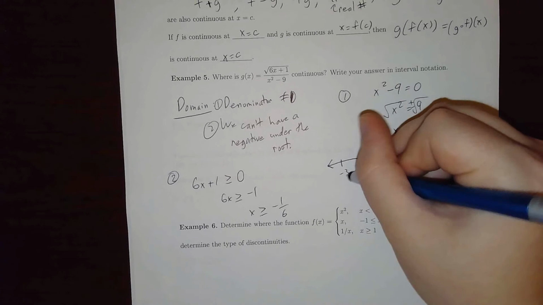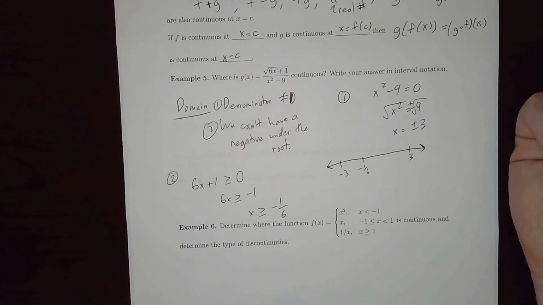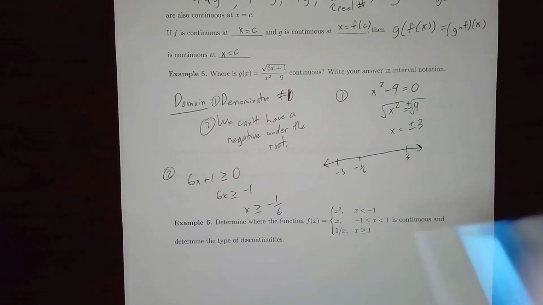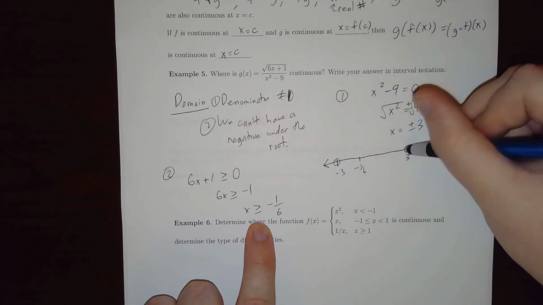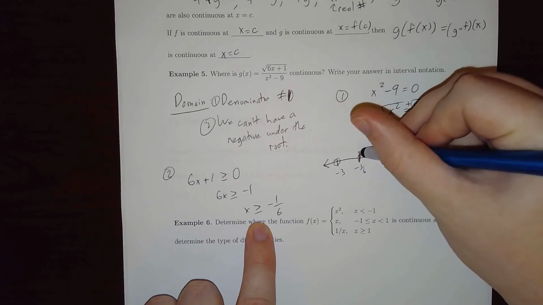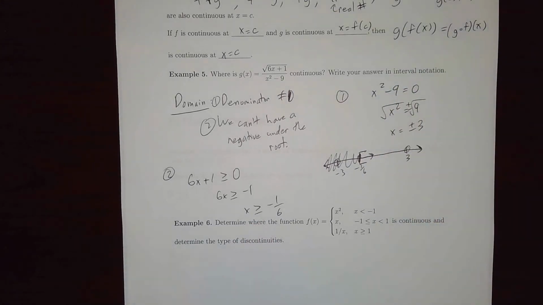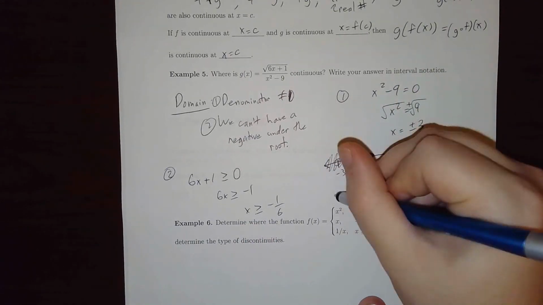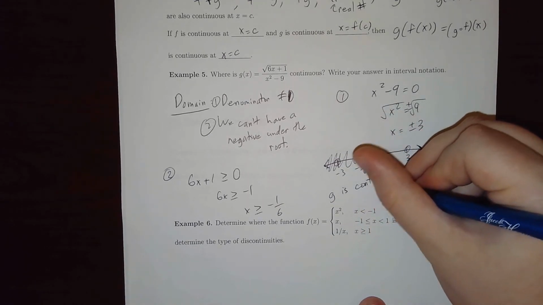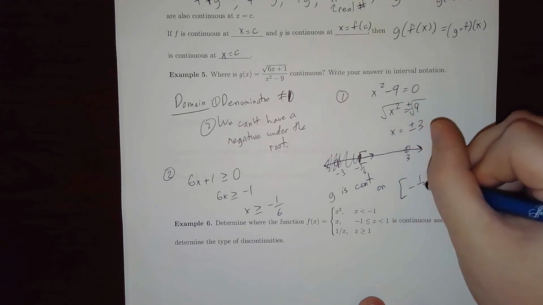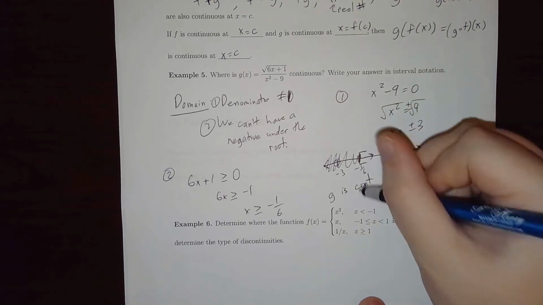So we've got negative 3, we've got 3, and we have our negative 1/6 over here, probably not exactly to scale. What we know is that we have to be greater than or equal to negative 1/6, so we're only looking from here on, going this way. Everything over here we don't actually care about. So that means our function g is continuous on its domain, which would be negative 1/6 including it, all the way to 3, unioned with 3 to infinity.